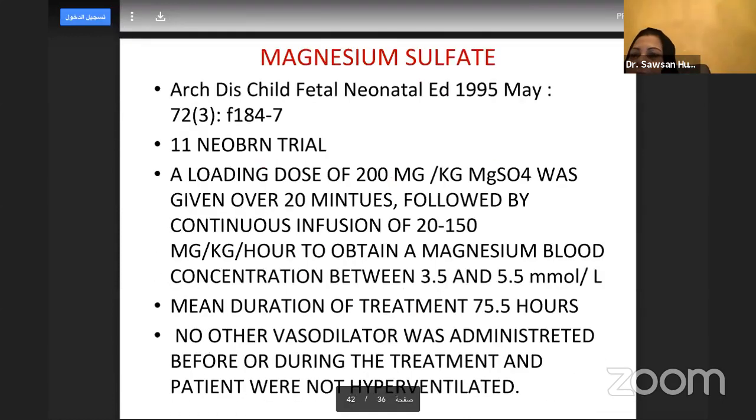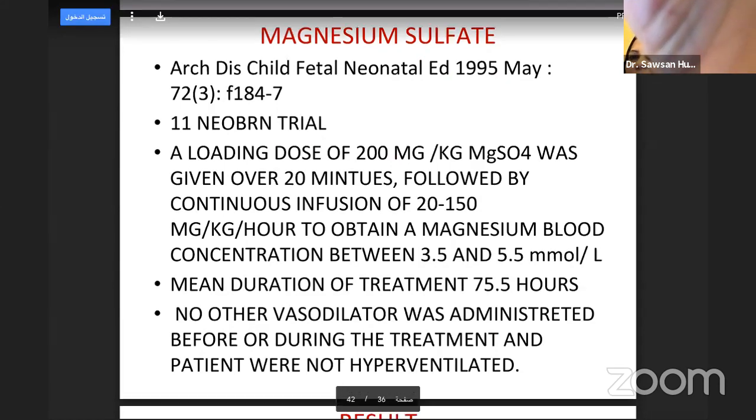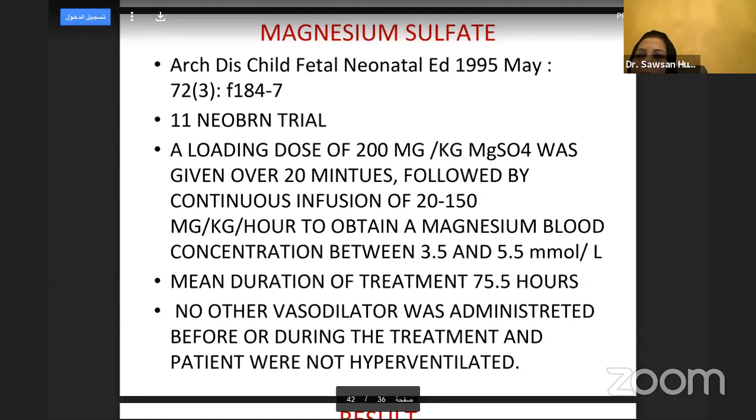Okay, magnesium sulfate, it is the cheapest drug. I did one study in 1995, and this is my study actually. I did this study in Maternity Children Hospital, and it was published in Archives of Disease in Childhood, Fetal and Neonatal. We studied 11 newborn babies.